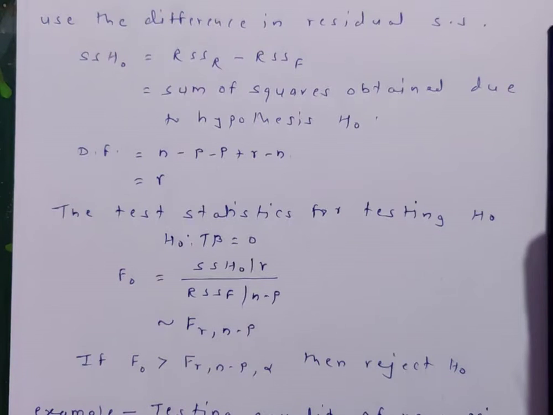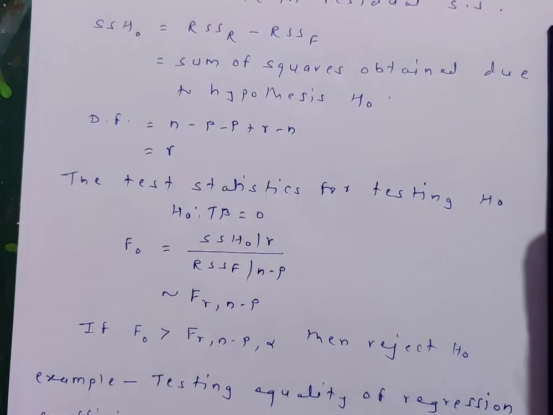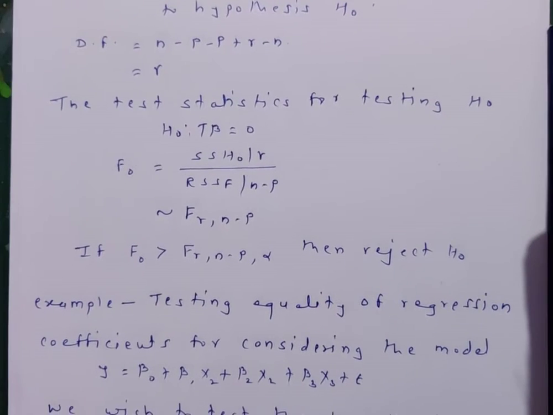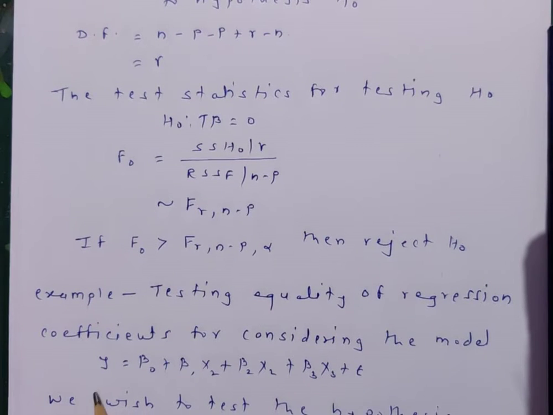So let me have one example based on this hypothesis. The example is testing equality of regression coefficients. Our model is y is equal to beta naught plus beta 1 x1 plus beta 2 x2 plus beta 3 x3 plus epsilon. We wish to test the hypothesis H naught: beta 1 is equal to beta 3.